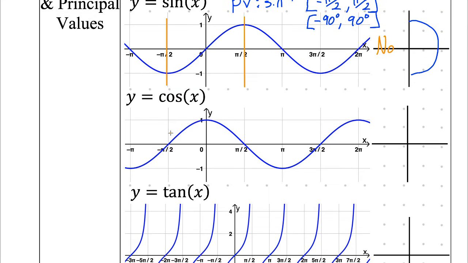I can't use the same interval for cosine because if I go from here to here, it doesn't pass the horizontal line test. Look, it hits once, twice. That isn't passing. I have to shift the interval that I'm looking at, and I want to get as close to 0 as possible. There are two options, really.